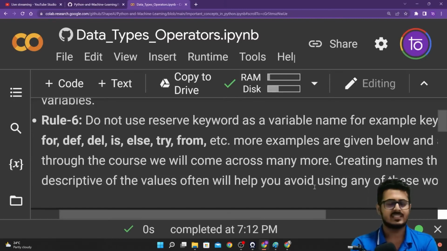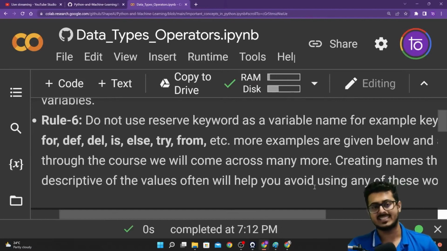Now you will say, sir, we don't know all the keywords that are there in Python. You don't need to know them. The more you practice, the more keywords you will become familiar with. You'll have keywords like for, def, del, is, try, all these types of keywords, and if you try to use them as a variable name, they will get highlighted, because these have a special meaning in Python itself. So you cannot use a reserved keyword as a variable name.